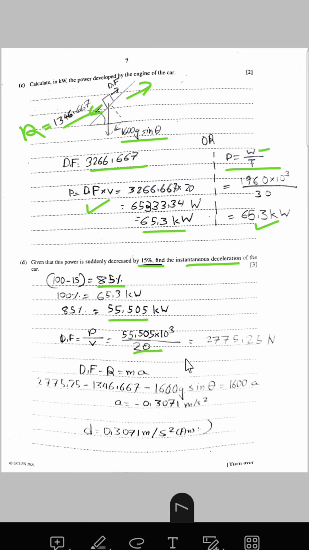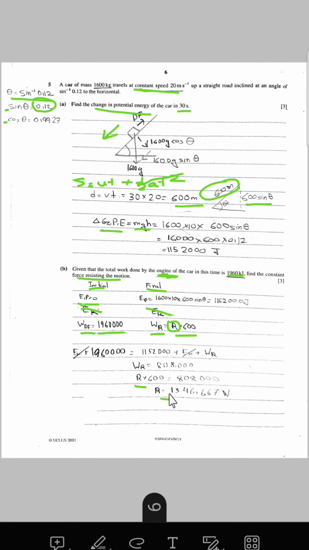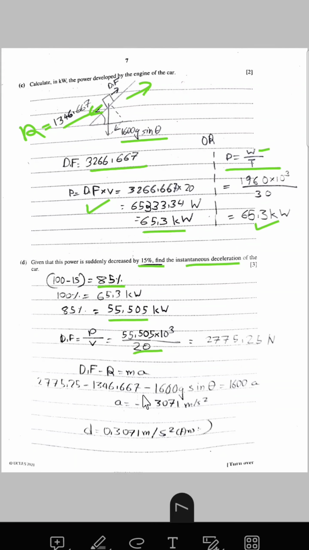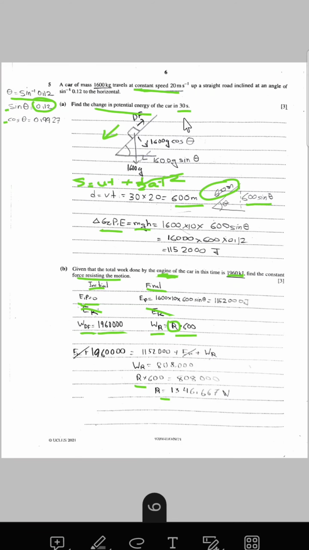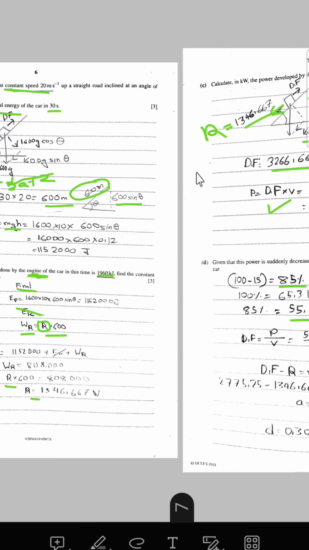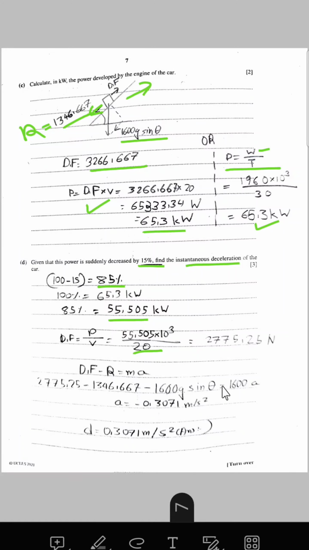We have the value of driving force. Driving force minus resistive force is equal to mass into acceleration. So the driving force and the resistive force that we calculated in B, that is 1346.667, are subtracted. Also there is a resisting force, that is the downward component of weight. We subtract it and equate to mass into acceleration. We equate this to calculate the value of acceleration, which is negative. Since acceleration is negative, that means we have a deceleration. So deceleration is positive, that is 0.307.